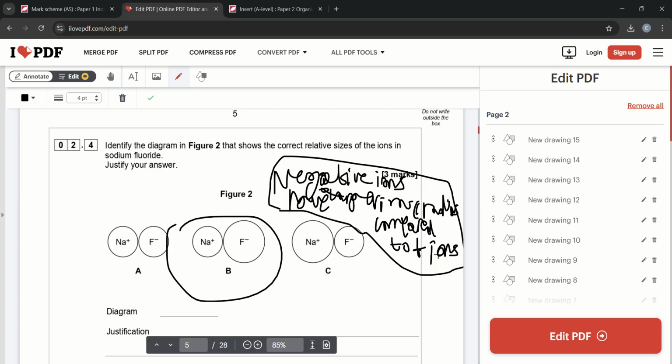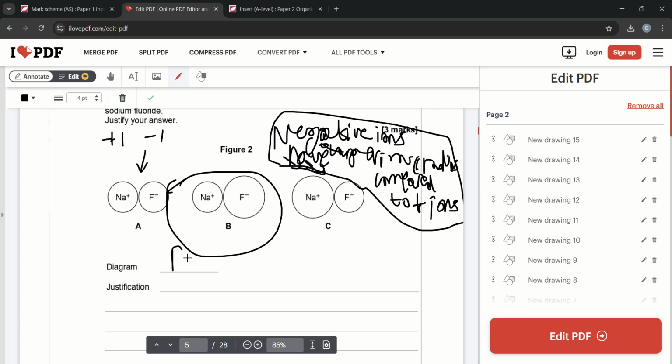It's not a quote you have to remember for chemistry, but it's a key fact you should know. Negative ions have larger ionic radius compared to positive ions. Obviously, you've got +1 or -1. A is showing the same size, which is not correct, and C is showing that Na plus is bigger. I think most students will go for C. I went for C when I first attempted this question today, but the answer is B.